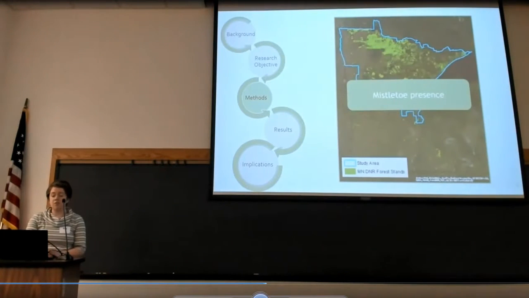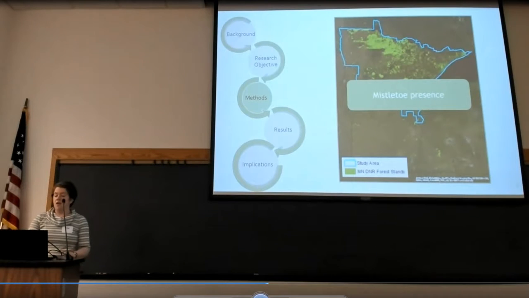Then for my response variable, I looked at mistletoe presence, and this I decided to define as any level of infestation, but only low levels of mortality. So I really want to get at what stands look like as they're becoming infected, not the resulting mortality and loss of volume.